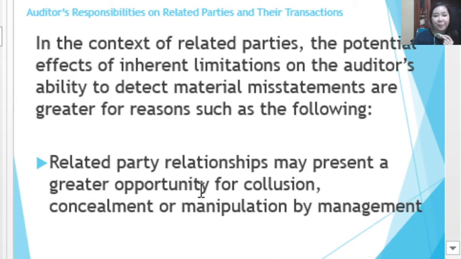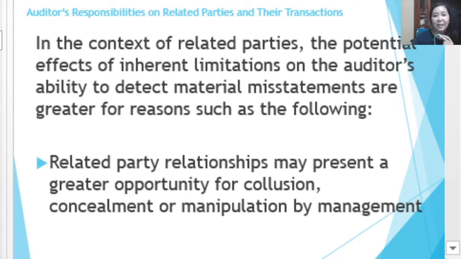Another is that related party relationships may present a greater opportunity for collusion, concealment, or manipulation by management. Meaning it is intended by management not to inform the auditor that there are related party transactions.